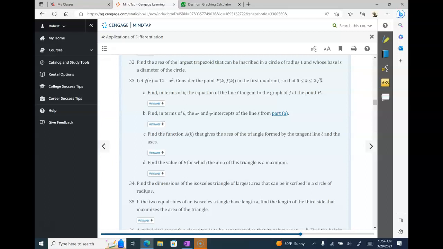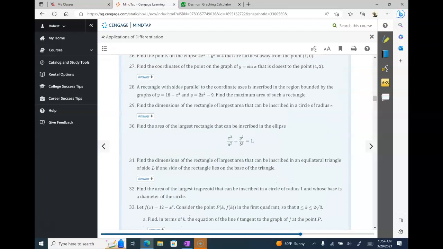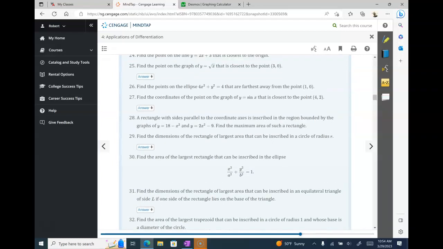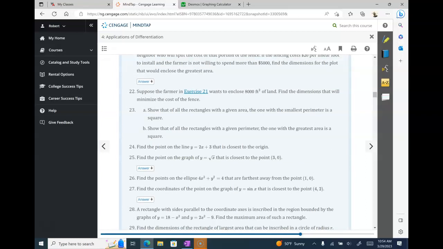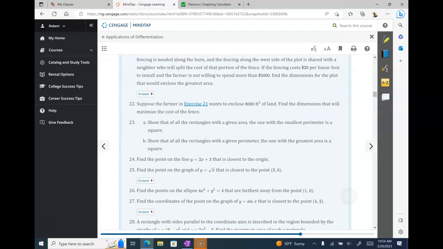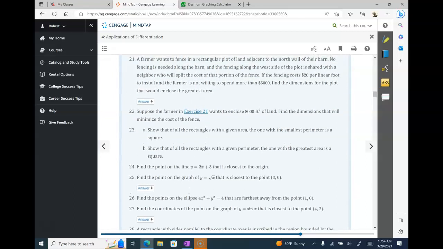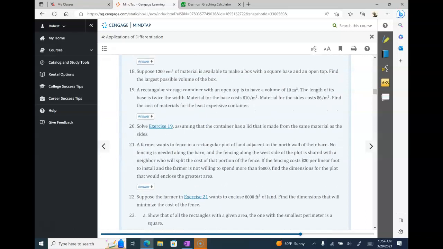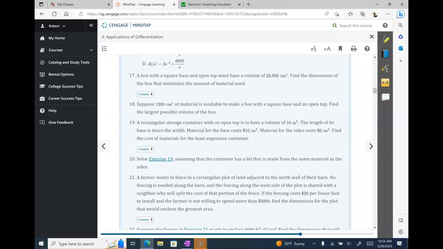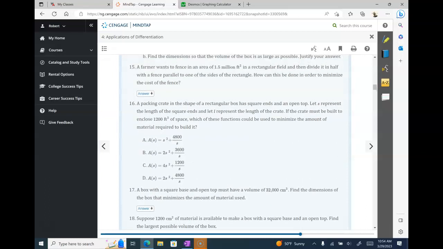Okay. So the geometry problems are like boxes. I like the box problems. 22 is interesting. It's pretty easy though. Let me see if there's another one. Box with a square base, packing crate.